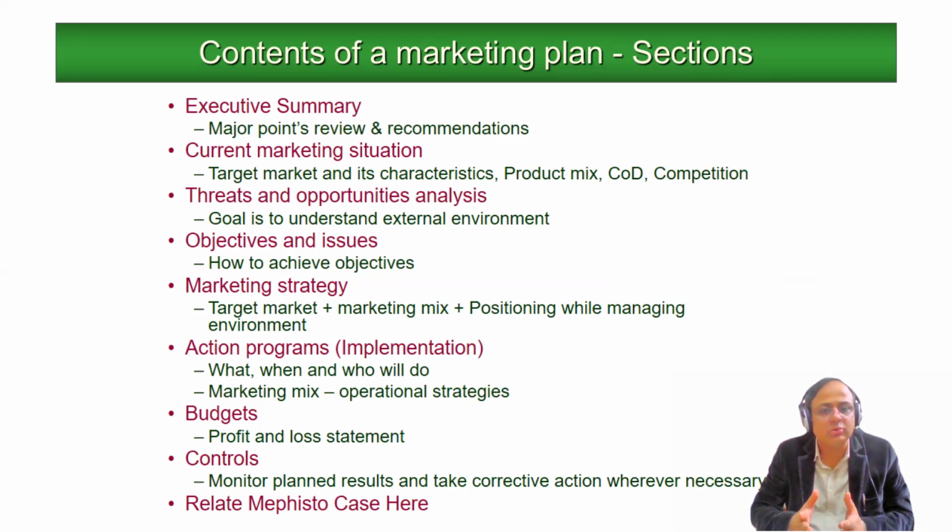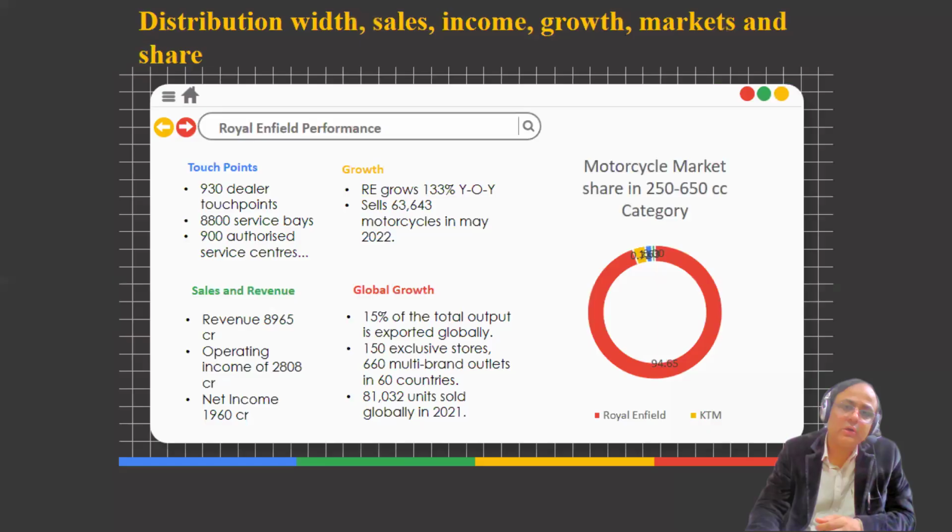We make a budget also. We prepare a profit and loss statement. We try to control our activities, find the deviations, check our objectives again, and correct those deviations wherever necessary. So this is the content of the marketing plan.